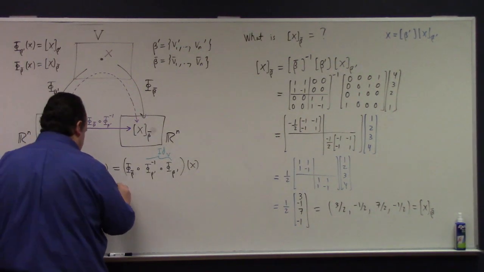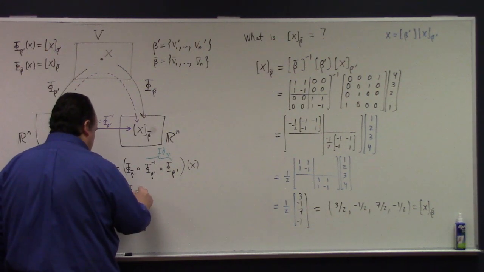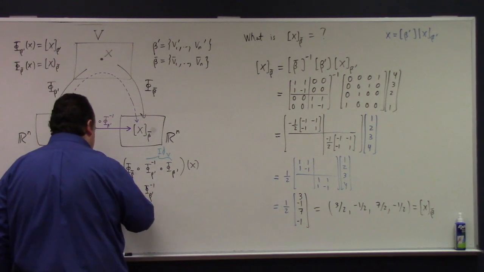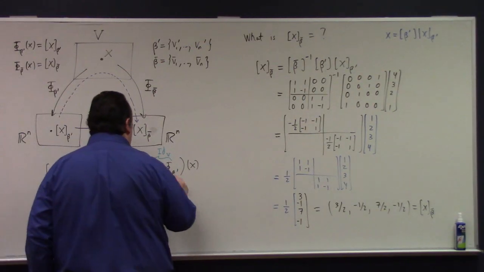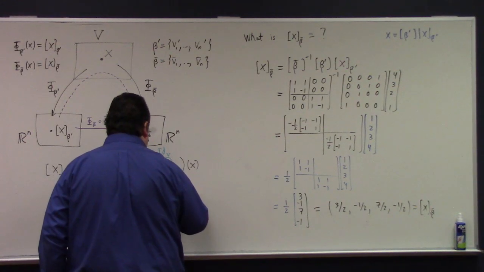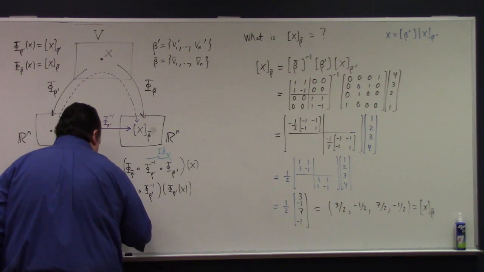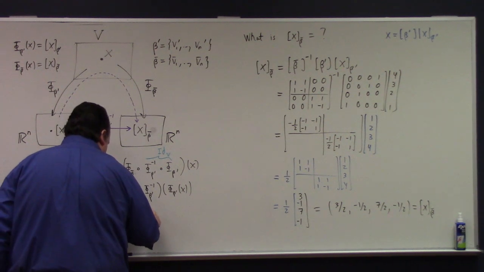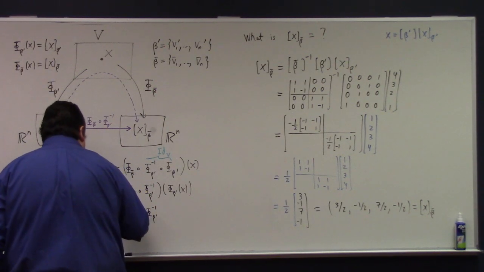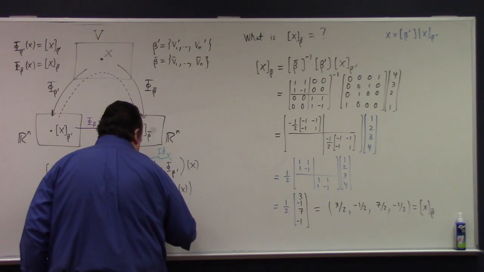Okay, so then that is literally phi beta bar composed with phi beta prime inverse, that map of phi beta prime of x, right? But that is phi beta bar composed with phi beta prime inverse acting on x beta prime.